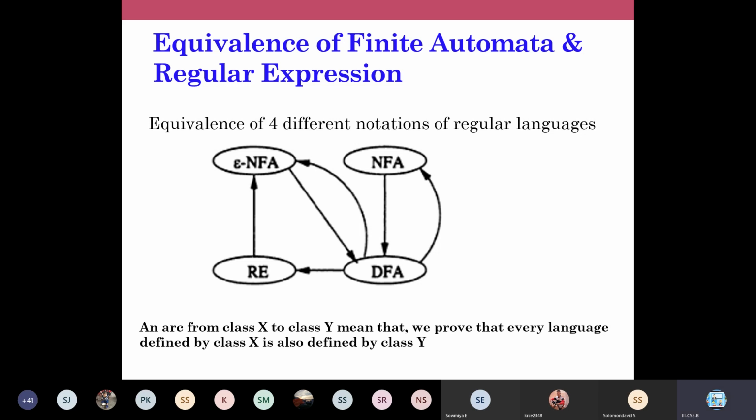I have written the statement here. If you want, you can note it down. An arc from class X to class Y means that we prove that every language defined by class X is also defined by class Y. So for the same language, you can construct the equivalent in another notation also. That is what is defined by that arrow in your diagram.